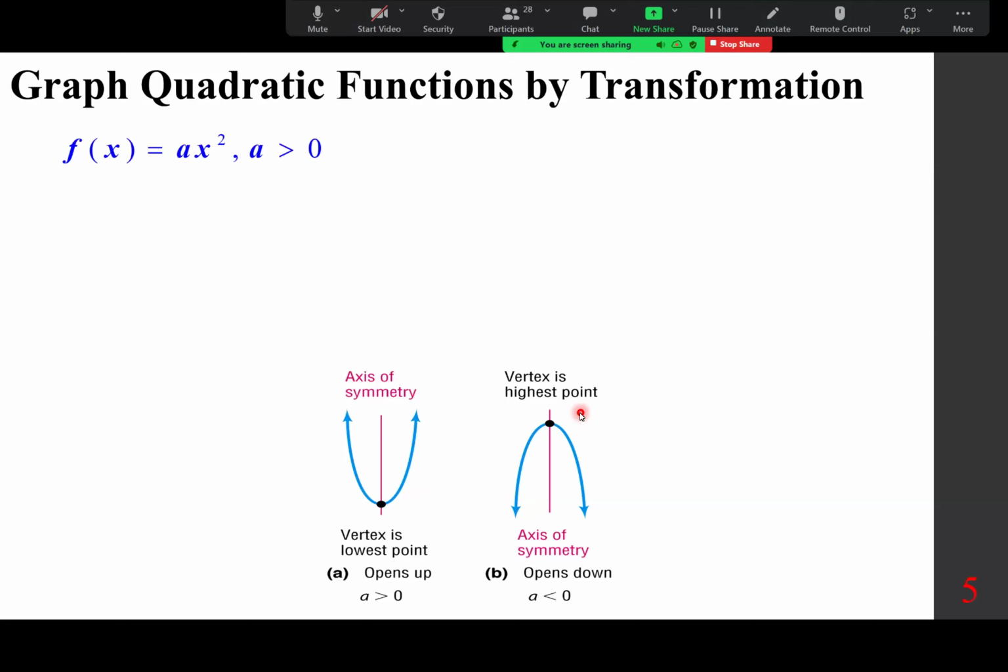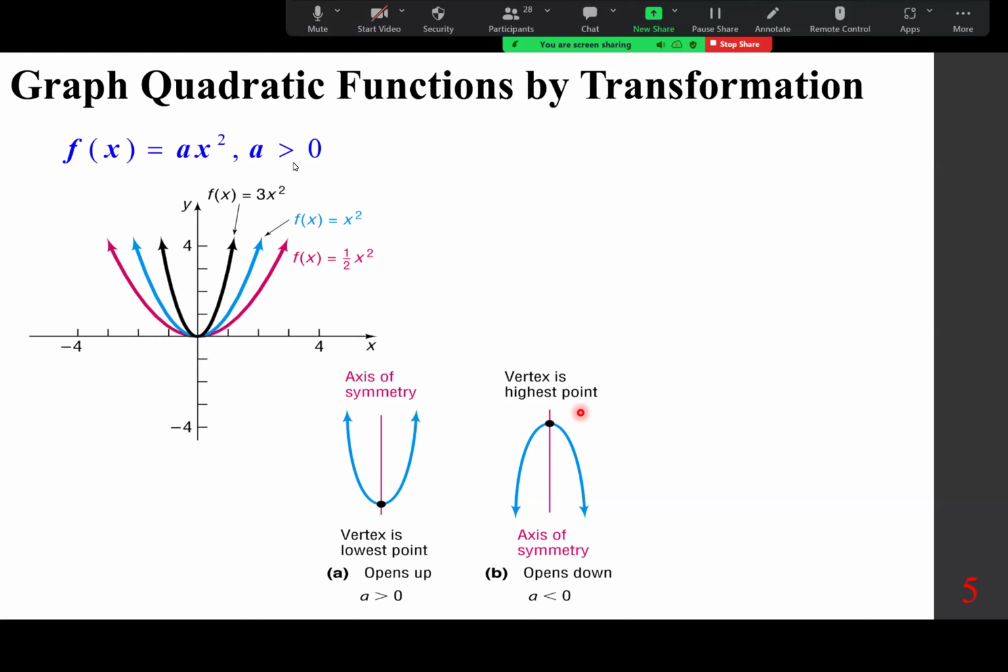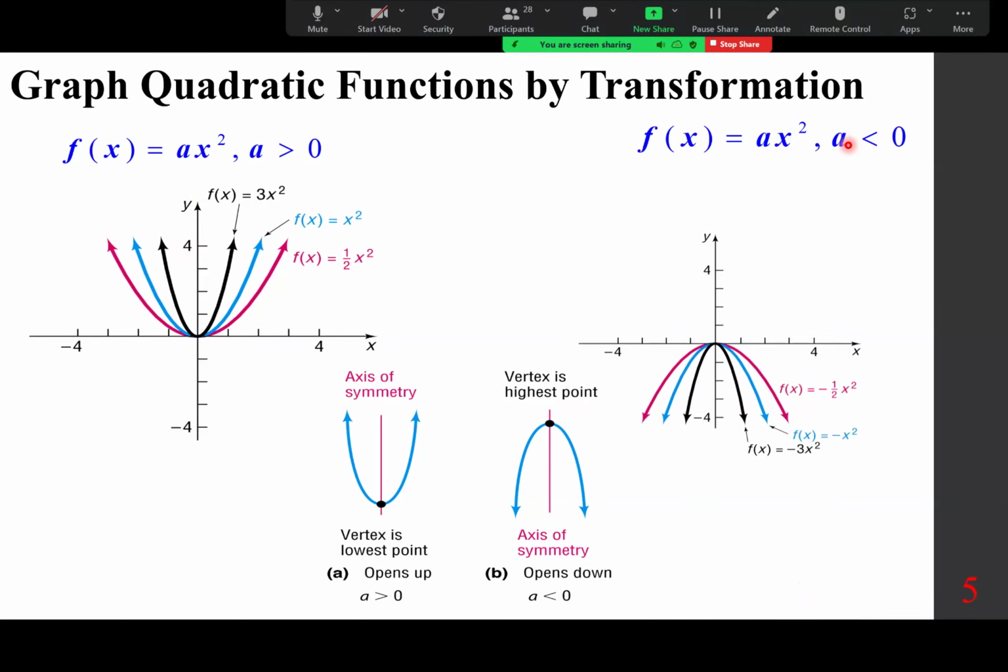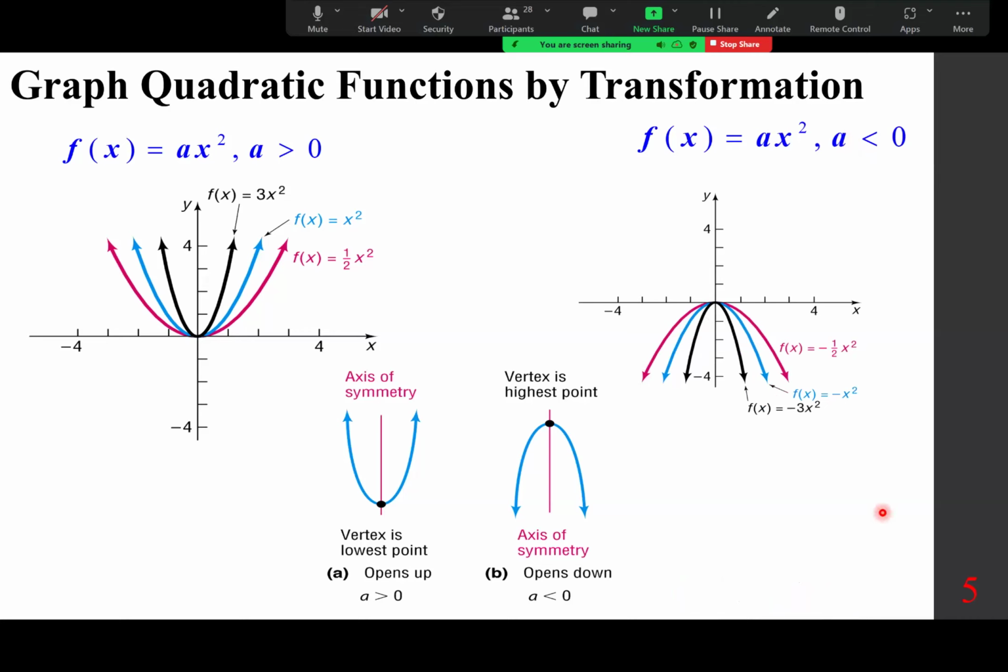So f of x equals ax squared when a is larger than 0. And here's your f of x. If a is larger than 1, it gets closer and closer to the y-axis. If it's between 0 and 1, it gets sluggish and gets closer to the x-axis. If it happened to be negative, it flips over. It opens down in this fashion.